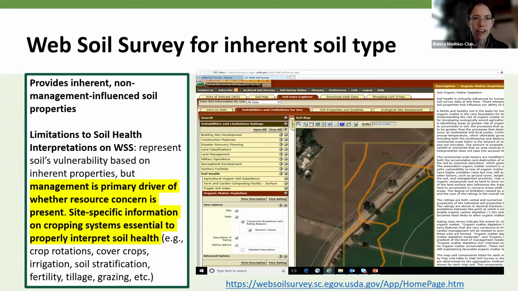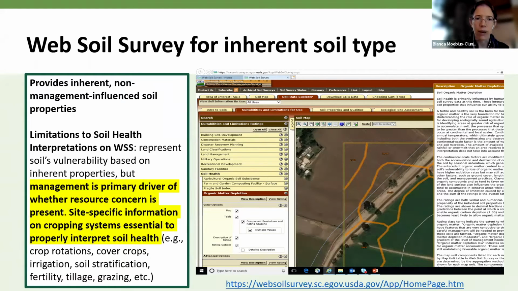I'm just going to briefly say, Web Soil Survey will tell you your inherent soil type, your inherent properties, what that parent material is. Is it on bedrock that's shallow, or do you have a really deep soil? Is it a very dense clayey soil that's likely to stay wet for a long time? Do you have a sandy soil that's likely to get droughty?